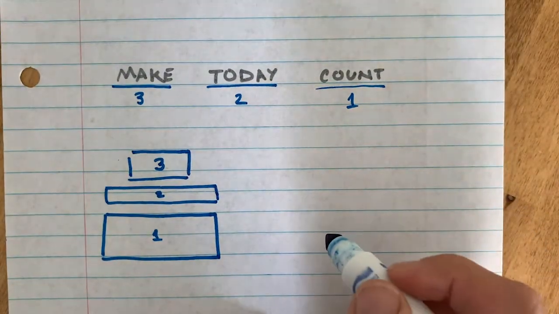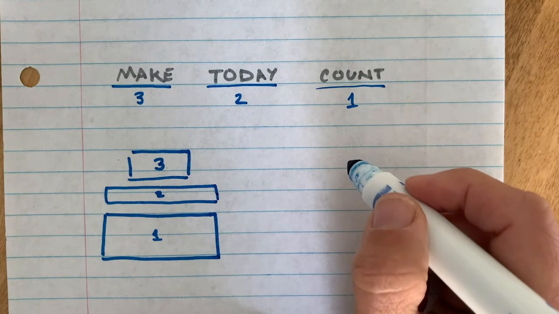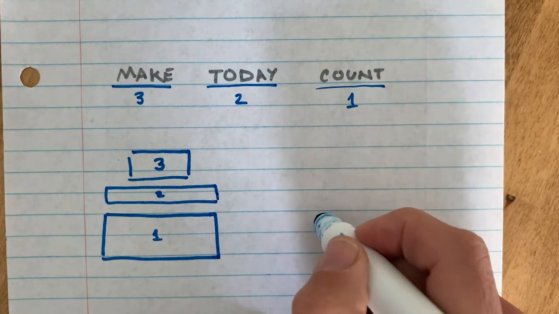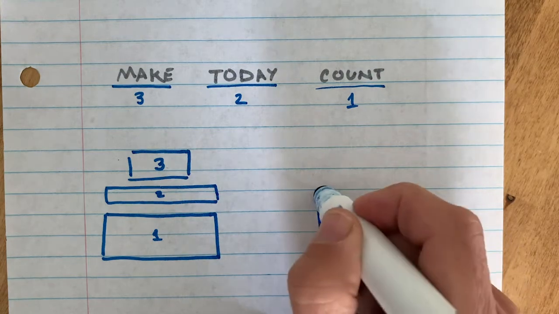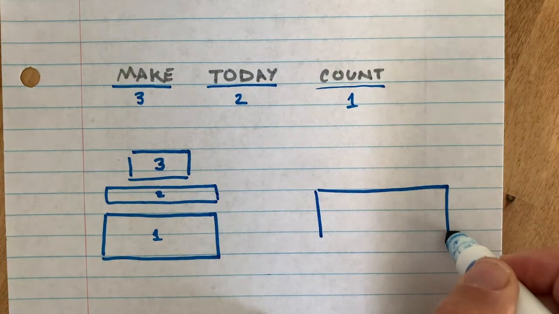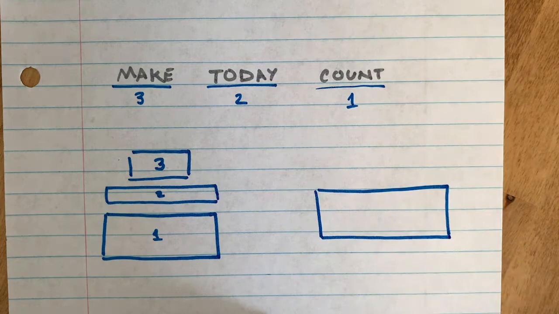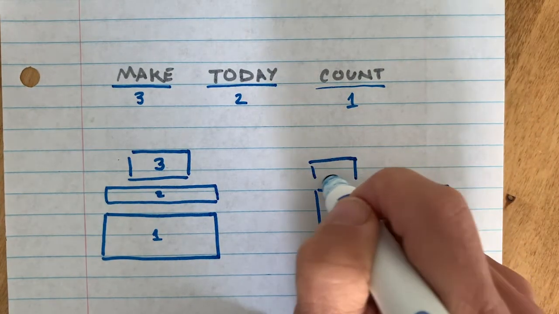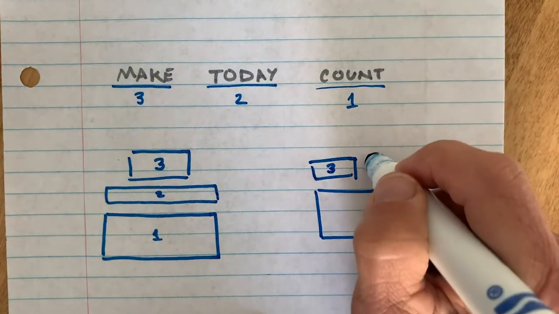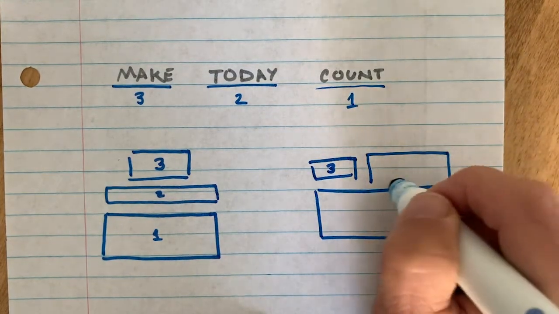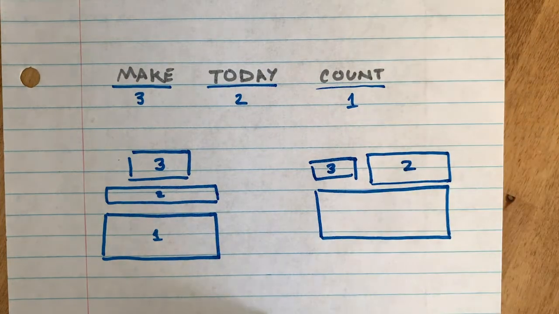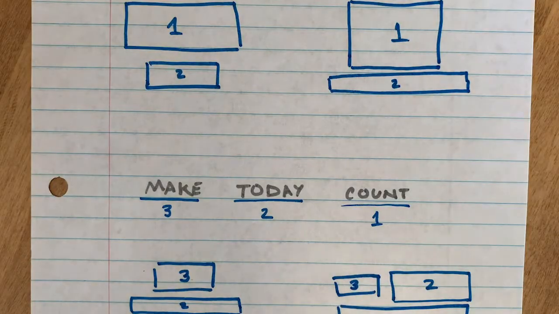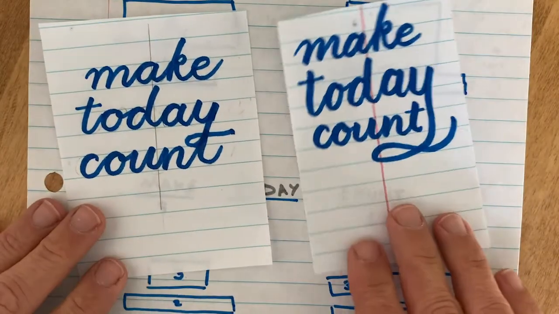Or I could say, instead of centering them, let's make count. Make will be there, and today could be there. After I've done several of these, I decide which ones I want to go further with, and I get my pen and I draw out the words.